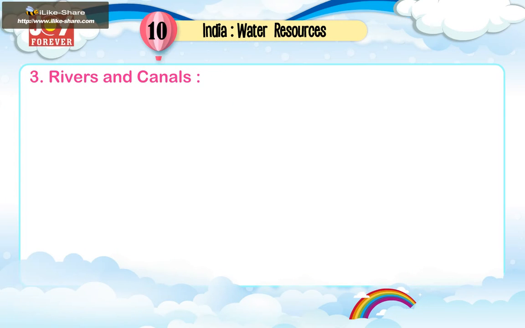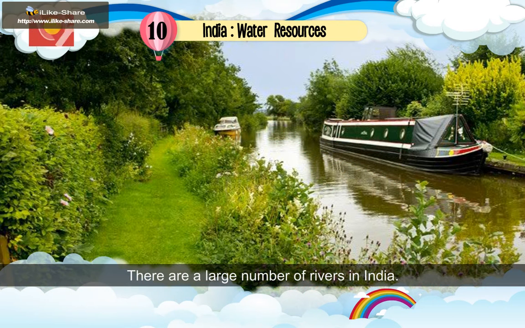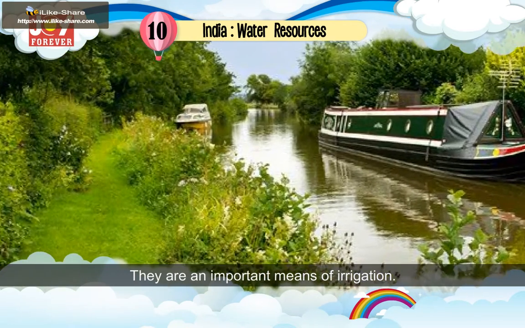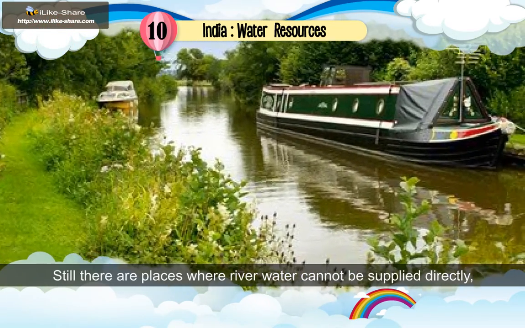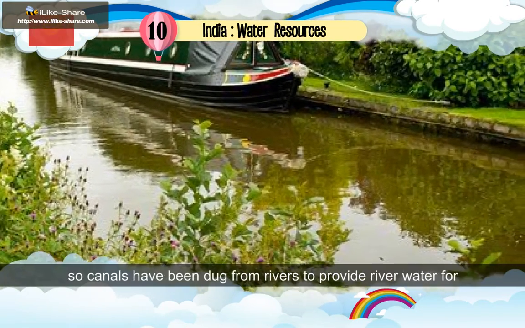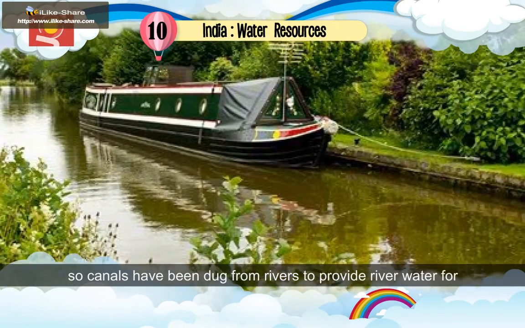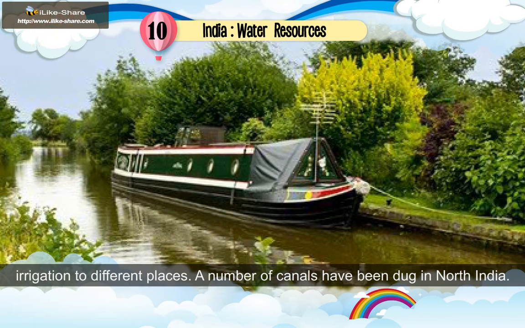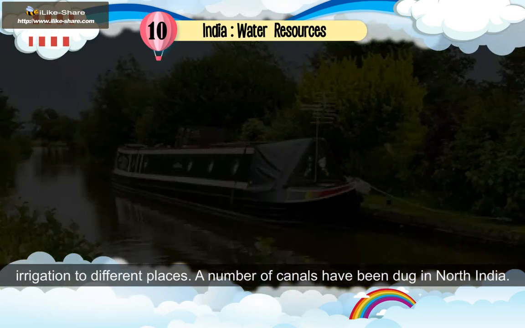We can find tanks in the states of Andhra Pradesh and Tamil Nadu. 3. Rivers and canals. There are a large number of rivers in India. They are an important means of irrigation. Still, there are places where river water cannot be supplied directly, so canals have been dug from rivers to provide river water for irrigation to different places. A number of canals have been dug in North India.